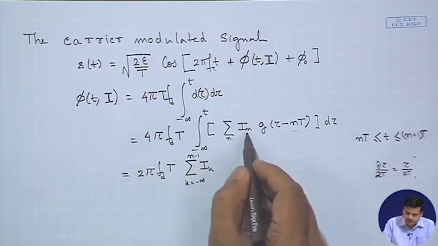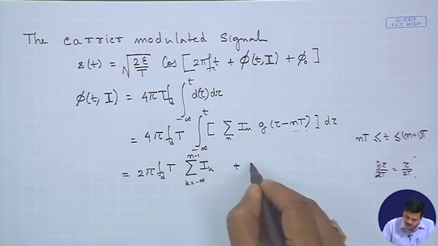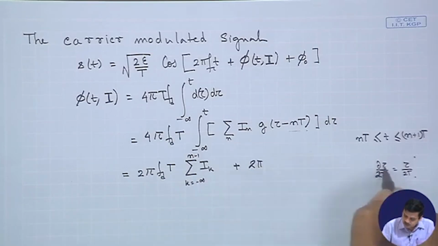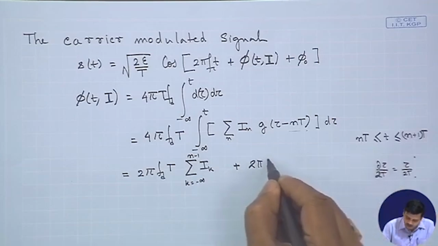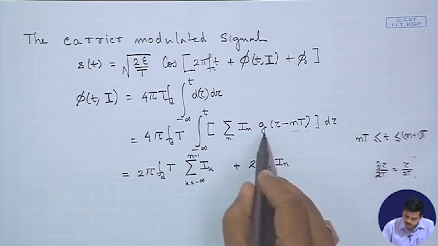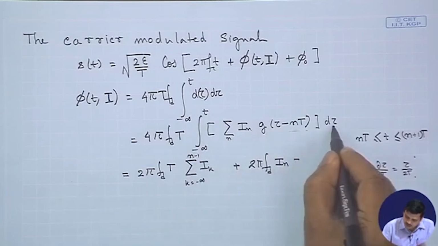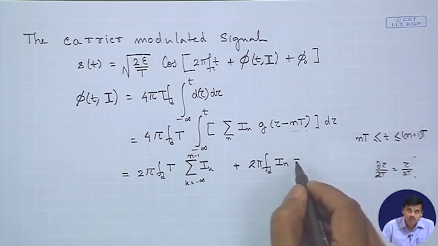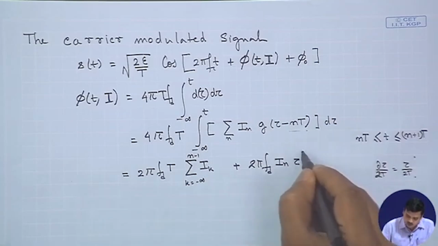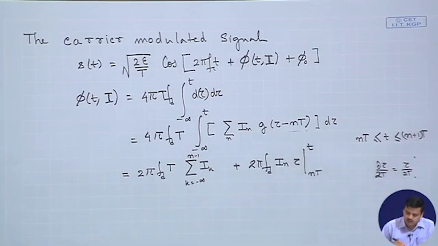I am taking up to n minus 1, plus, now I will take the other part. I have taken up to n minus 1, I will take the remaining part 2 pi f_d, and then I am going to have the result I_n, because this is the nth part, and you are going to have integration of d tau as tau from the limit nT to t.